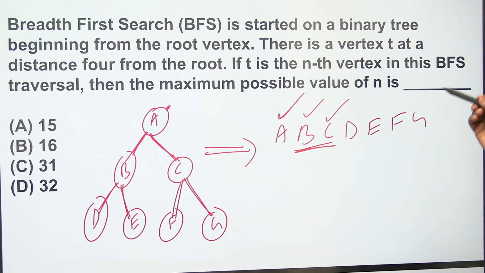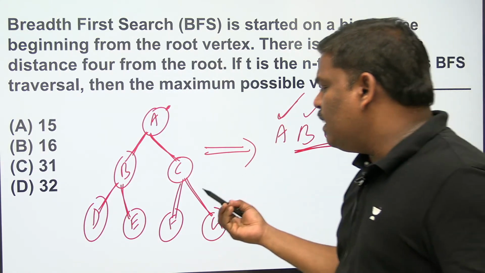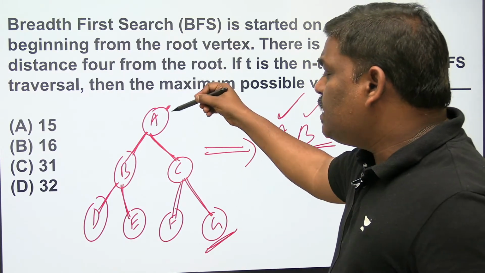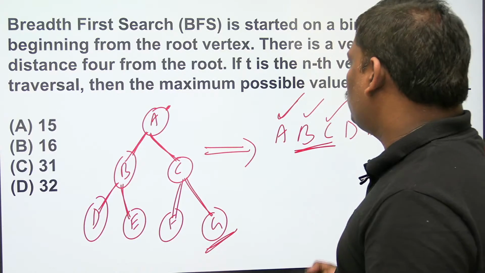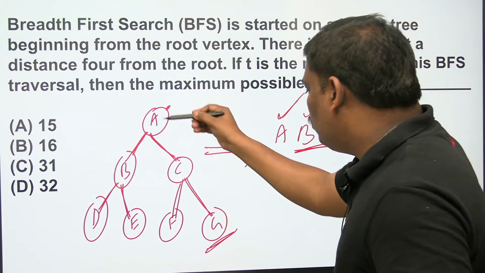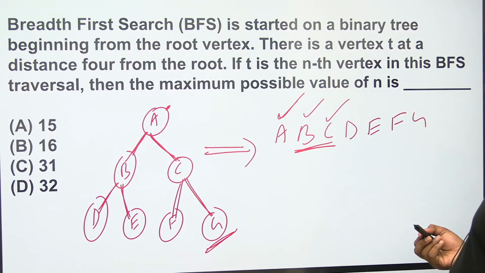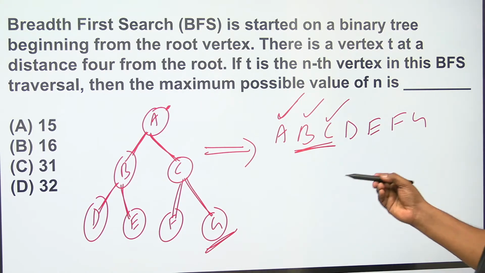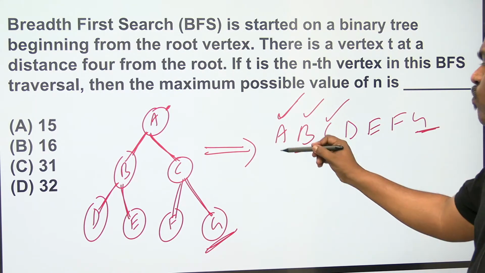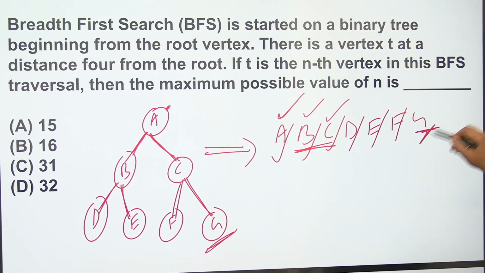What is it saying? If there is a vertex T at a distance 4 from the root. Now can you help me? You only say G is there in the tree at a distance 2. If there is a vertex T at a distance 4 from the root, here G is one of the vertices which is at a distance 2 from the root. If T is the nth vertex printed in the BFT, what is the maximum possible value of n? What is the answer for this problem? Maximum possible is going to be 1, 2, 3, 4, 5, 6, 7. I think 7.